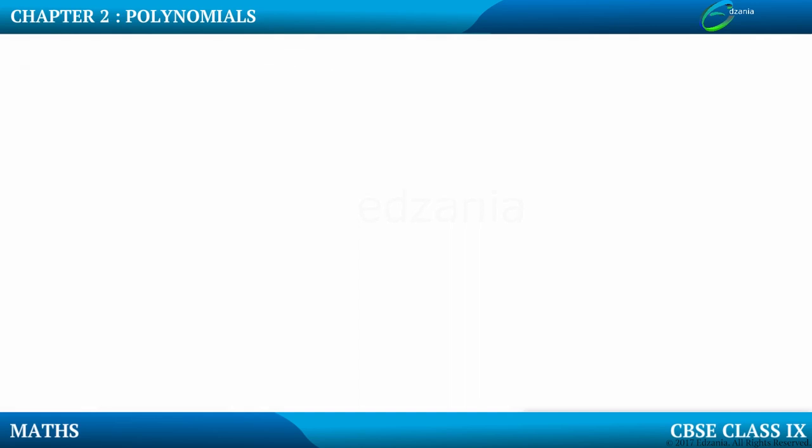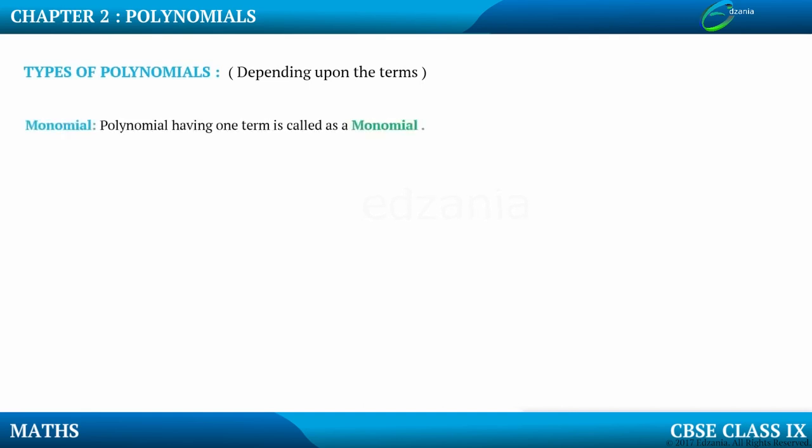Let us move on to the next topic, that is types of polynomials depending upon the terms. Now, your first polynomial is a monomial. A monomial is a polynomial having only one term. Here are a few examples like 4x, 2y, 9m cube, -5a raised to 4. These are all examples of monomials because they are all single terms.